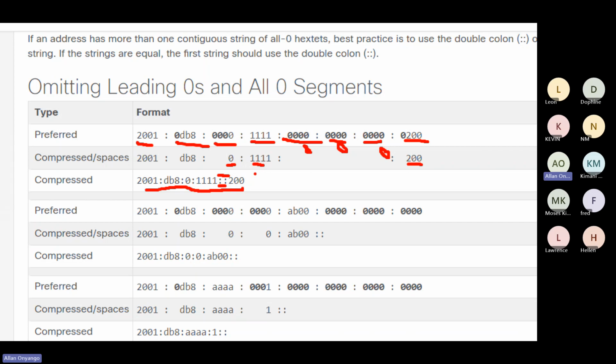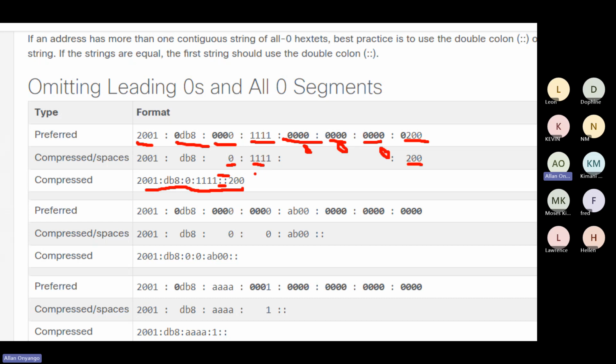There are a few disclaimers here. Disclaimer number one: you can never use two double colons on the same IPv6 address. On the same address, you cannot use two double colons. You only put the double colon in one place on the IPv6 address.